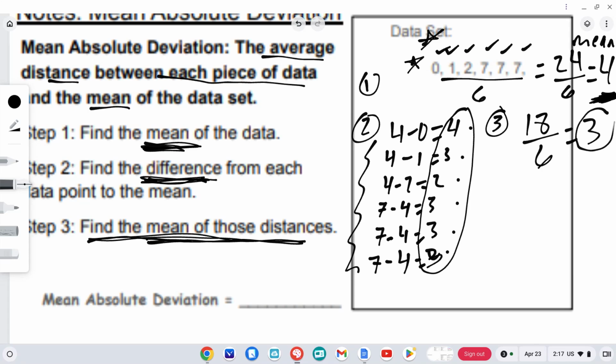So what's the mean absolute deviation, or the average distance of those numbers to the mean? It was 3. So my answer was 3. So again, what did I do? I started with the mean like we normally do. Then I subtracted to see how far away these numbers were from that number. And lastly, I found the average or the mean of those numbers. So I'm kind of repeating some steps. And I got 3 as my final answer.